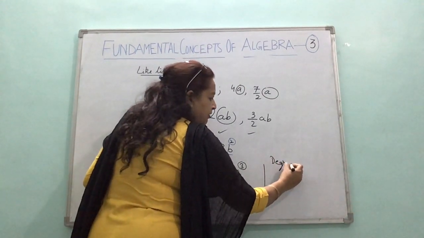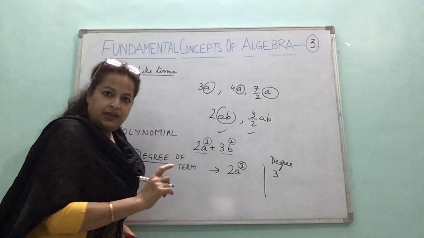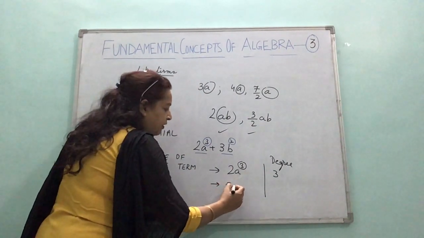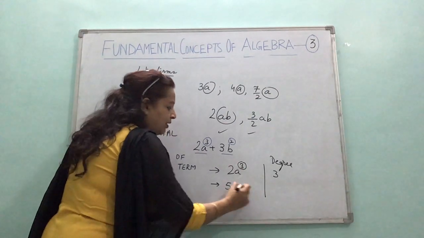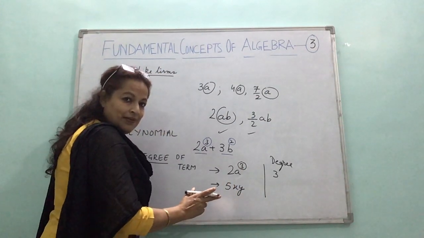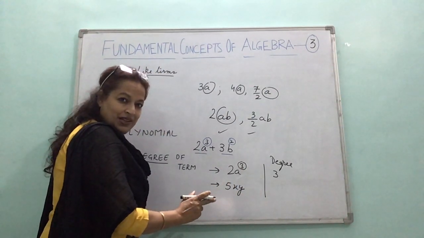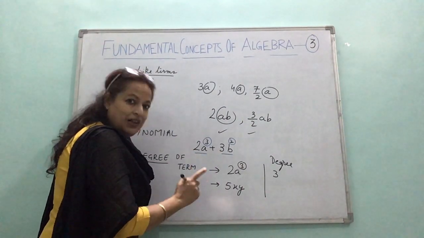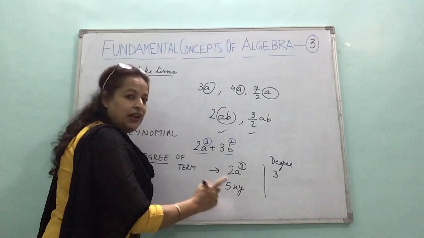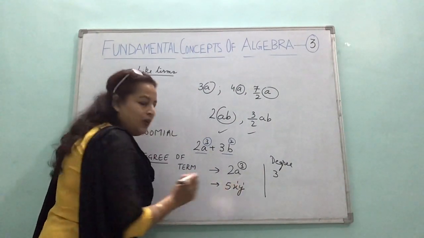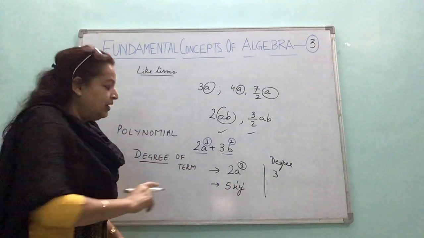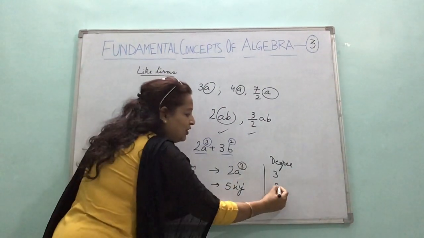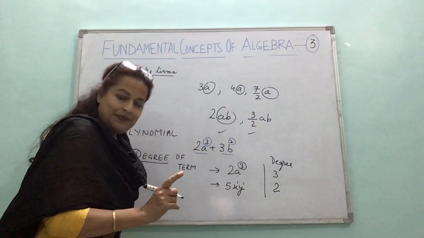Now be very careful, children. I will be telling you 2-3 things, so be careful. Now if it is 5xy. Now there are 2 alphabets. In this term, how many alphabets are there? 2 alphabets. So we add the exponent or the power of both the alphabets. Now this is 1 and 1, raised to power 1 and 1. So what is the degree of this term? 1 plus 1, 2. Clear?